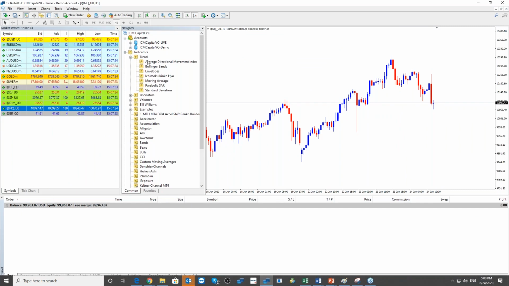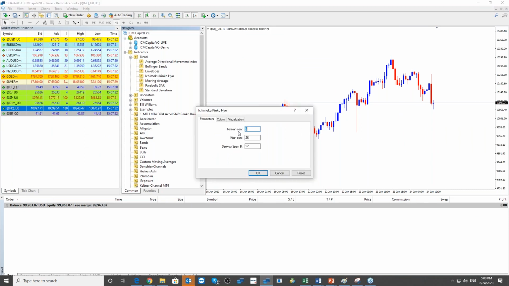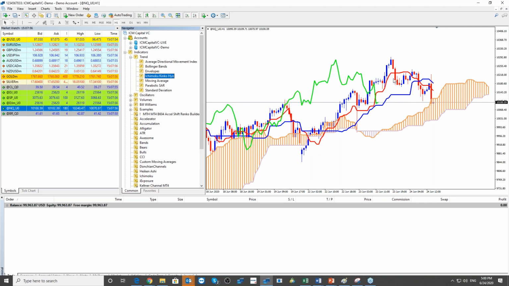So here, to plot the Ichimoku Kinko Hyo, you can go to indicators and drag it onto the screen. Here we have to choose the periods that we talked about. The Tenkan Sen is the conversion line, so we use period 9 first. The Kijun Sen, which is also the baseline, uses period 26. The Senkou span uses 52, and here you can change the colors of the lines. When you click OK, you'll have the Ichimoku cloud in front of us.